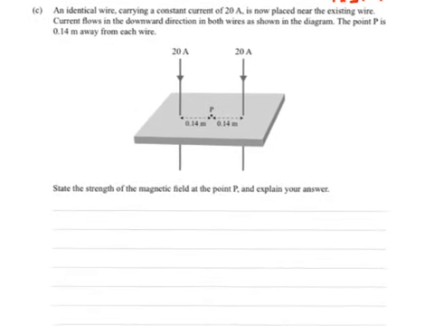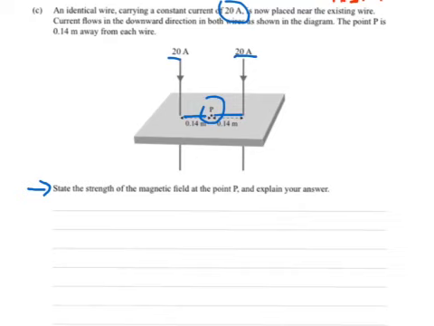C. An identical wire carrying a constant current of 20 amps, same 20 amps again, is now placed near the existing wire. Current flows in the downward direction in both wires as shown in the diagram. The point P is 0.14 meters away from each wire. So there's point P there, and it's equal distance from each wire. The real question here, well, that was just prepping you for it. The real question says, state the strength of the magnetic field at the point P and explain your answer.